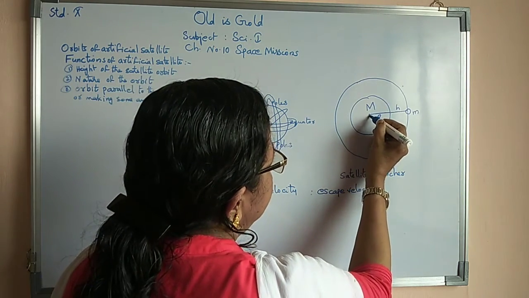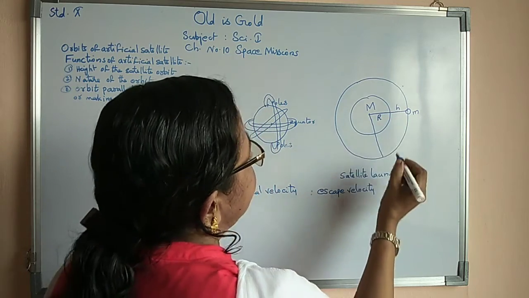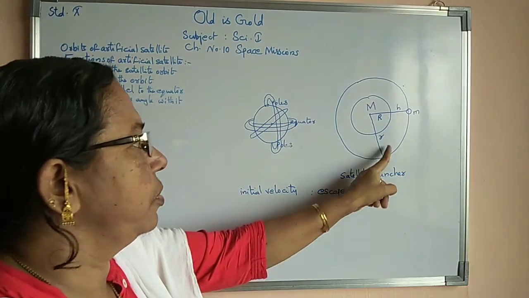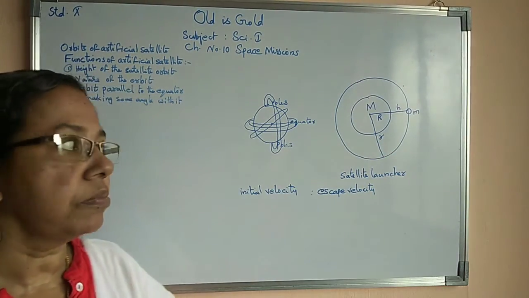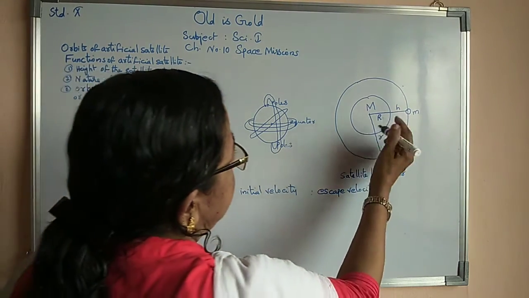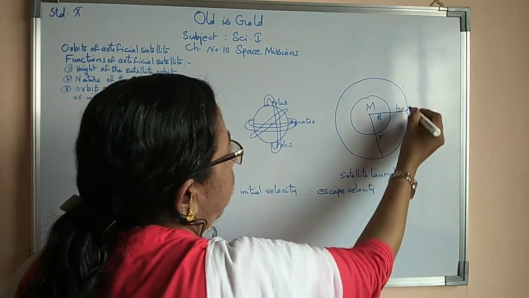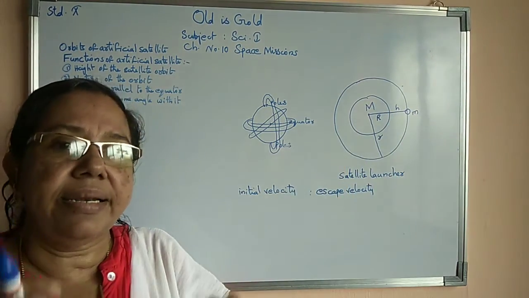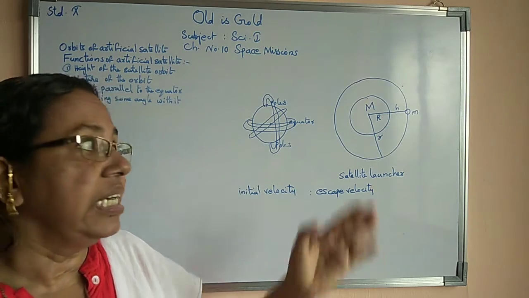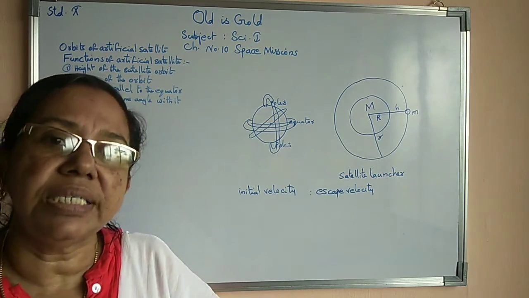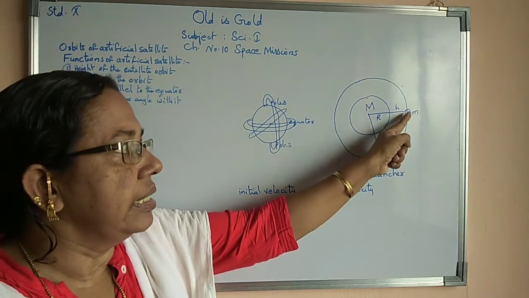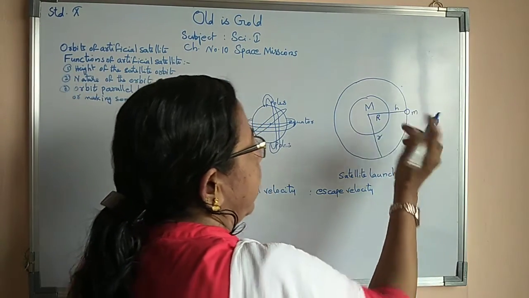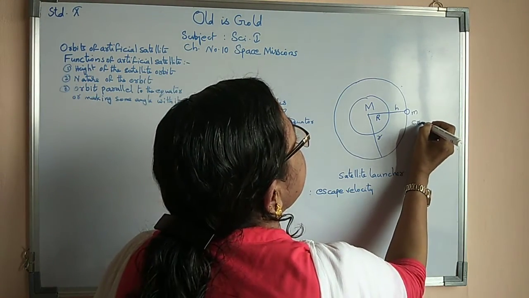Now from the center to the orbit, the distance is the radius of the orbit, which we represent by small r. Now here one satellite is revolving. How is it revolving? First the launcher fixes the satellite on the orbit of the earth, and afterwards gives a certain velocity to the satellite. With that velocity the satellite can revolve around the earth. The velocity which is supplied to the satellite is known as critical velocity.